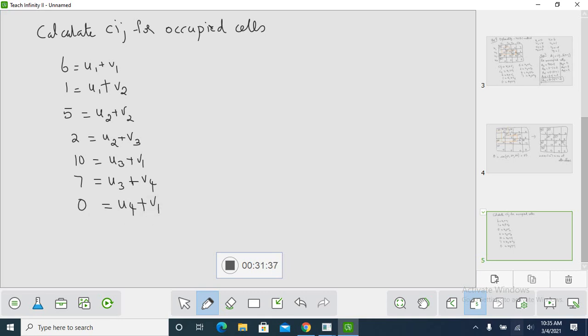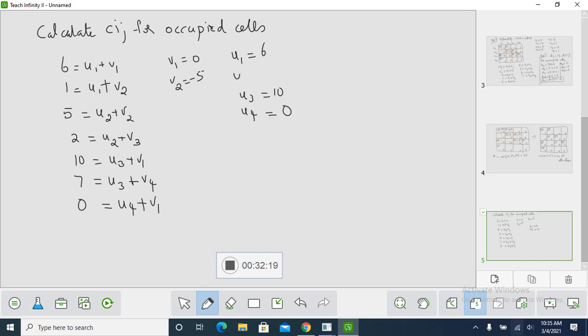Now look for the maximum allocations which we can find in a particular column or row. We can check v1. v1 is occurring 3 times, so we put v1 equal to 0. You will get u1 equal to 6, u3 equal to 10, and you will also get your u4 value. My u4 value is 0 minus v1, so u4 is equal to 0. Now with these values, let us find v2. v2 is 1 minus u1, so v2 is minus 5.